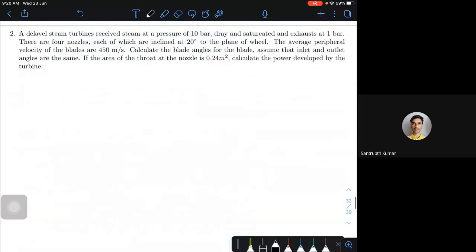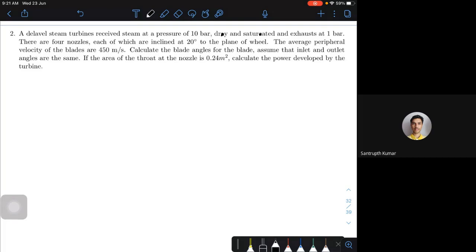So let's try to solve one more problem, a simple problem. A single-stage steam turbine receives steam at a pressure of 10 bar, dry and saturated, and exhausts at 1 bar. There are 4 nozzles, each of which is inclined at 20 degrees to the plane of the wheel. Nozzle exit angle means it is the alpha.